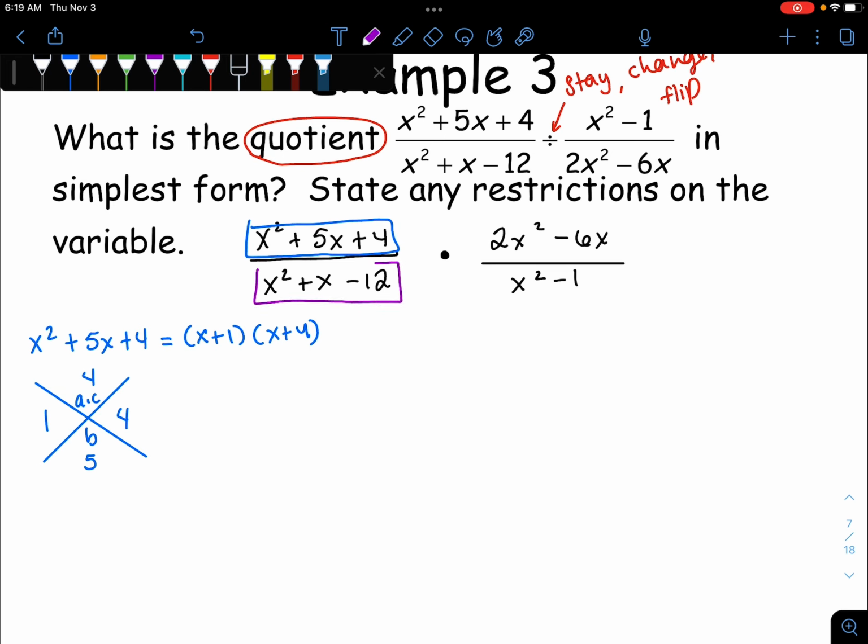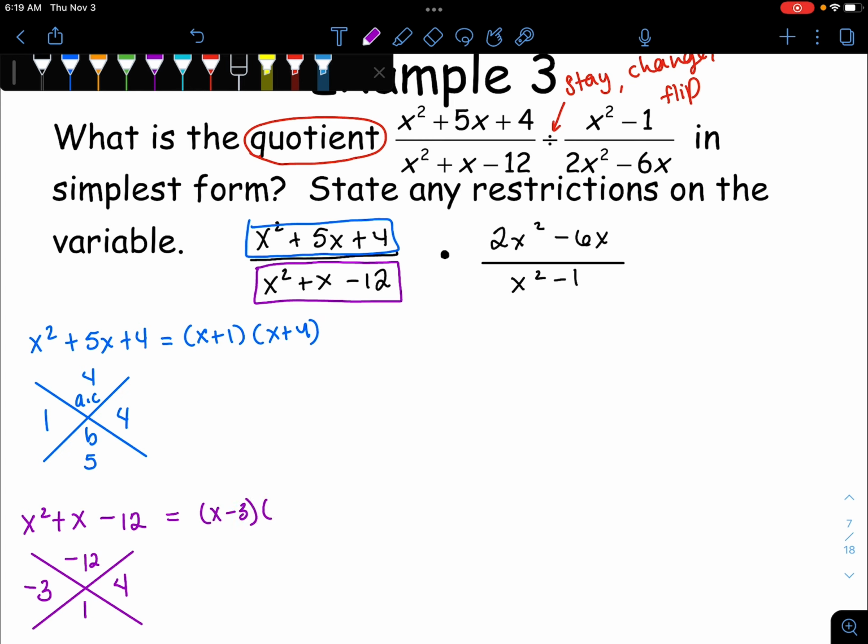In purple, we have x squared plus x minus 12. So what multiplies to negative 12 and adds up to 1? It'll be negative 3 and positive 4. So it's really important for you guys to know your multiples, your times table, and negative and positive. Again, a is 1, so I can write that as x minus 3, x plus 4.